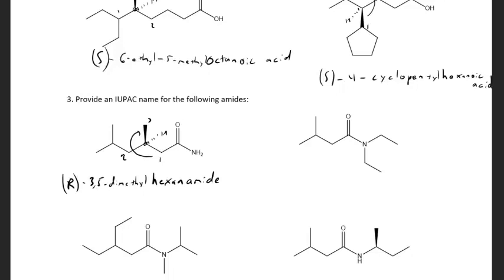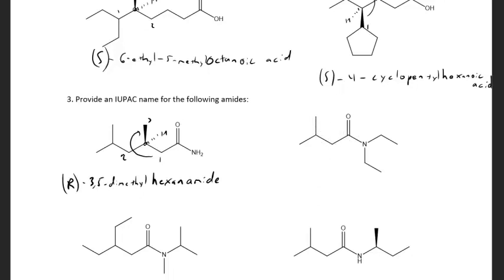hexanamide. All right, for the next one, this is a little bit more complicated because now we have substituents on our nitrogen. We do have an amide, and for our parent chain, we still base that on the number of carbons connected to this carbonyl carbon, where we have 1, 2, 3, 4 carbons attached to the carbonyl carbon of our amide functional group. We also have a methyl group at the 3 position.